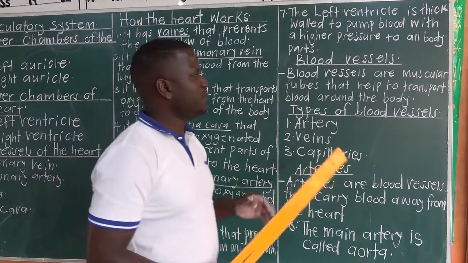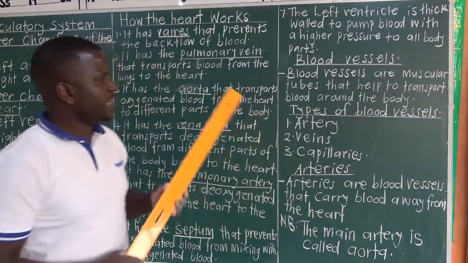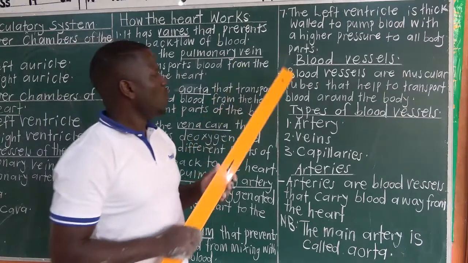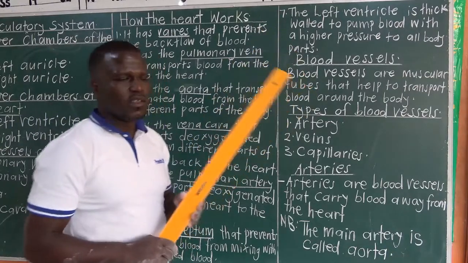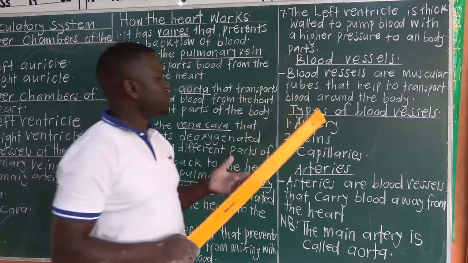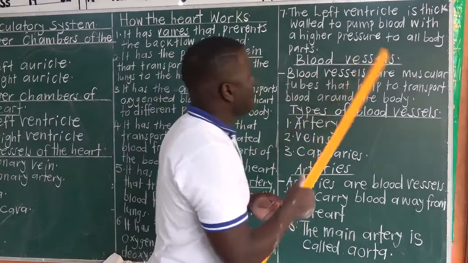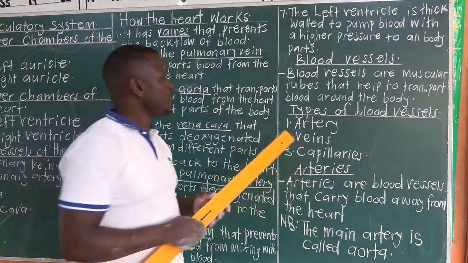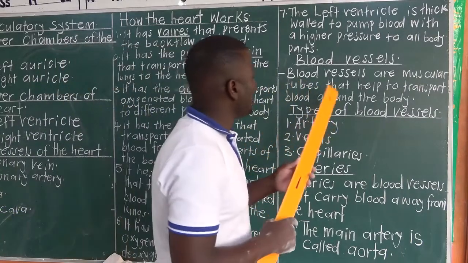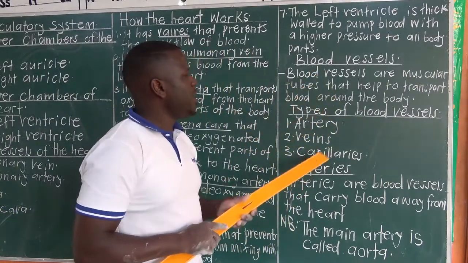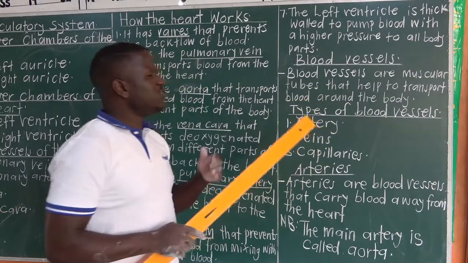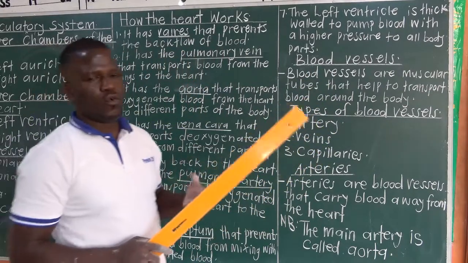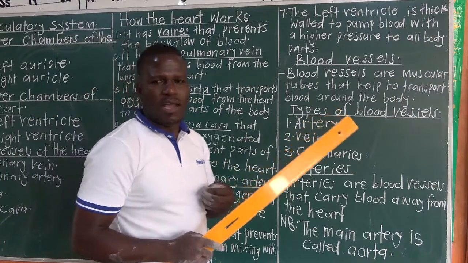We say the heart pumps blood to all parts of the body. Next, you look at the next component, which is blood vessels. What are blood vessels? Blood vessels are muscular tubes. Why do we call them muscular tubes? Because they are made out of muscles. Now, when we say tubes, it simply means that they are hollow. They are hollow to allow blood to pass through.